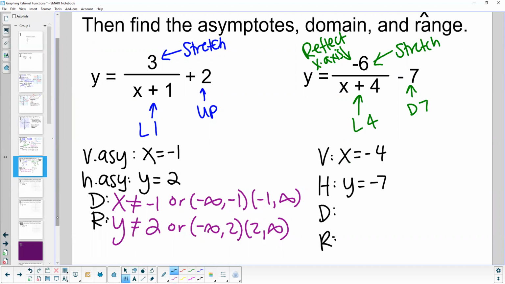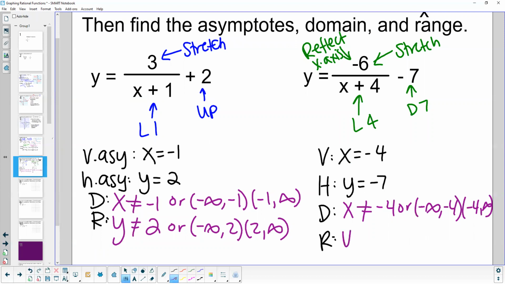Our domain, remember, we can write that one of two ways. We can either say x is not -4, or you can say -infinity to -4, -4 to infinity. For our range, it's going to relate to that y value. So we can either say y is not -7, or it's going to be everything up to -7 and everything after -7. That's what both of these things mean. So those mean the same thing. It can go either way.